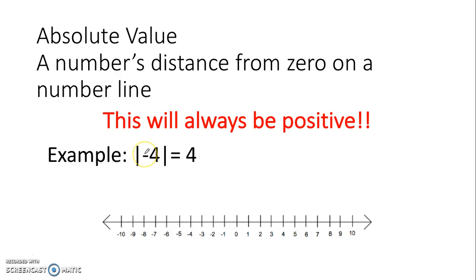So our example is the absolute value of -4 is equal to 4. So on the number line, we have -4, and we want to know what's the distance from -4 to 0. So the distance is, you go 1, 2, 3, 4. It's positive 4. Distance is always, always, always, always positive.